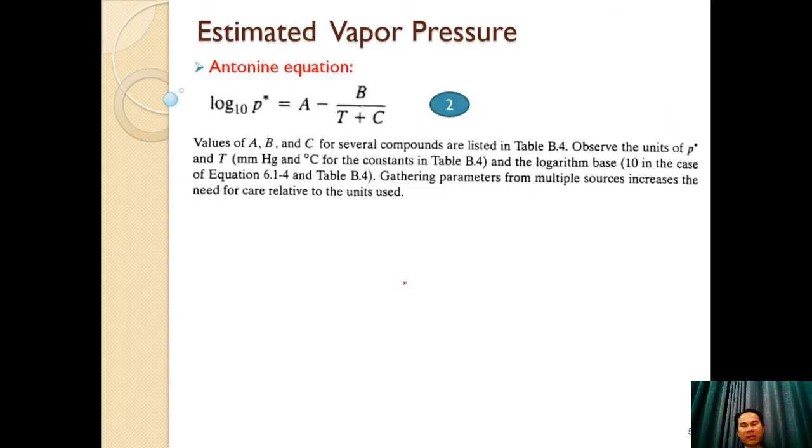Okay? And another equation, the Antoine equation, is a famous equation that is used to evaluate the vapor pressure. This is also obtained from the experimental data. It's log vapor pressure equal to A minus B divided by T plus C. A, B, C are constants evaluated from the experimental data. T is temperature in Celsius and P is in millimeters of mercury.